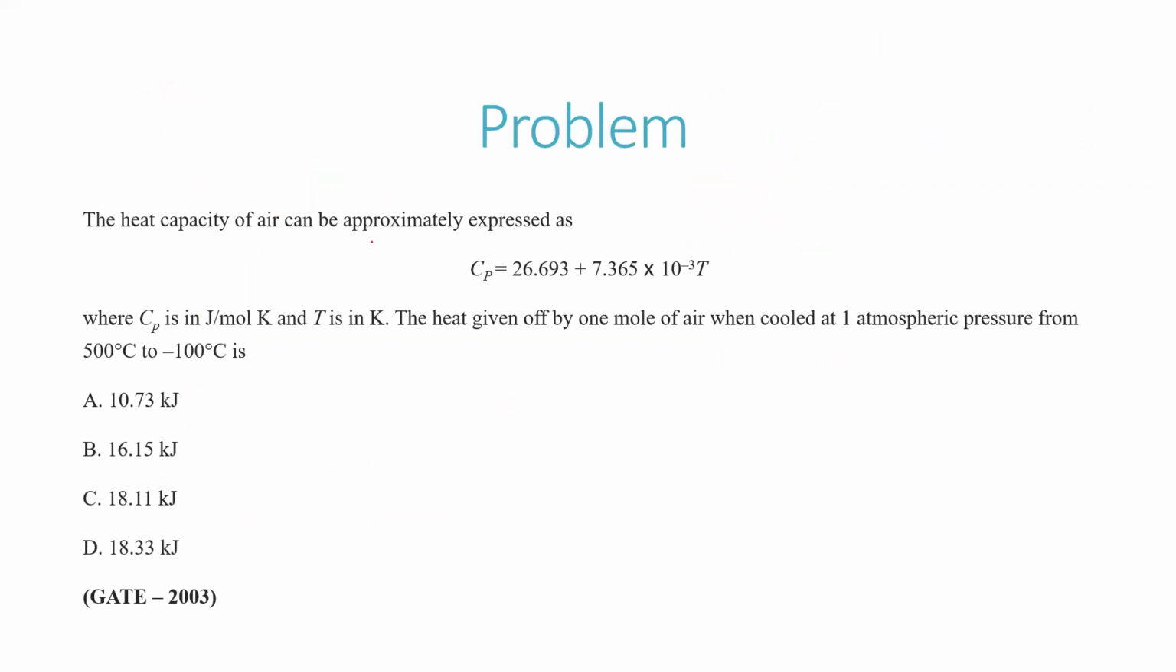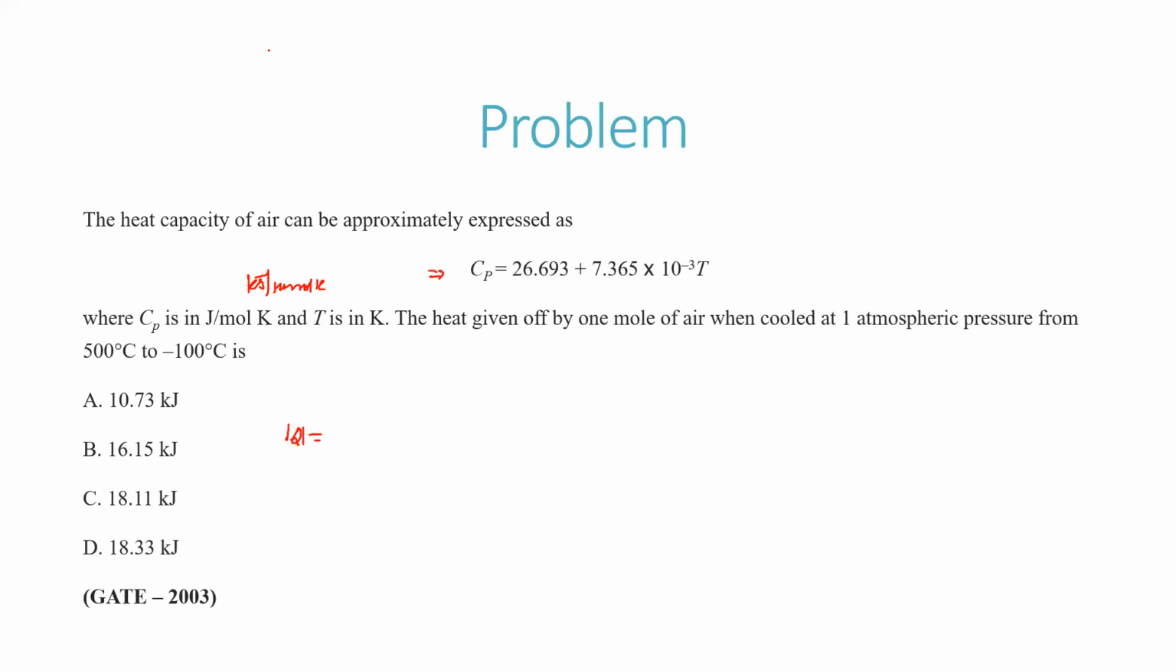Heat capacity of air can be approximately expressed as Cp = 26.693 + 7.365 × 10^-3 T, where Cp is in joule per mole Kelvin, or we can also call it kilojoule per kilomole Kelvin, one and the same thing, and T is in Kelvin. Find the heat given off by 1 mole of air when it is cooled at 1 atmospheric pressure from 500 degrees Celsius to minus 100 degrees Celsius. Since it is heat given off, heat is going to be negative. So we only have to calculate the magnitude of Q, which is at constant pressure, since we are dealing with constant pressure situations.